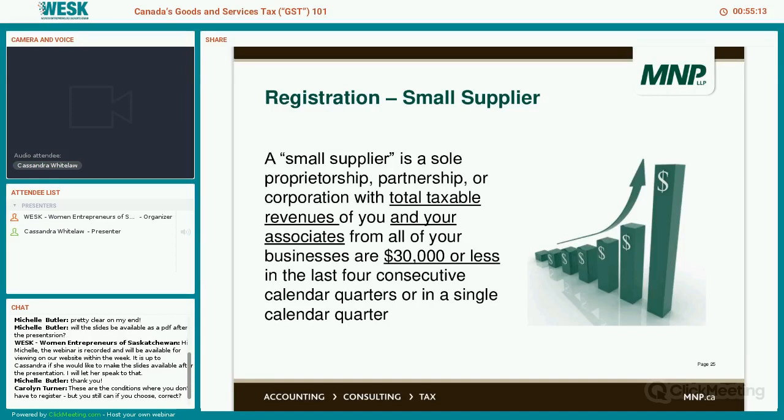Something really important to keep in mind is this isn't just the revenues of a single business, it's the revenues of that business and any businesses that are associated with it. So you generally look to income tax, and there are some additional rules for GST to determine if you're associated. So if you do own multiple companies, this is something that you want to watch out for.